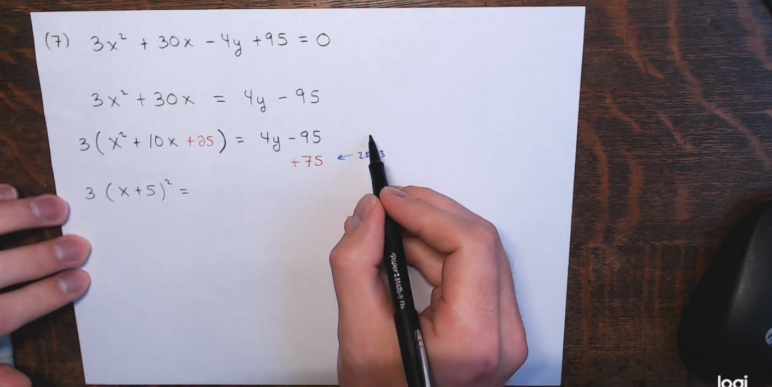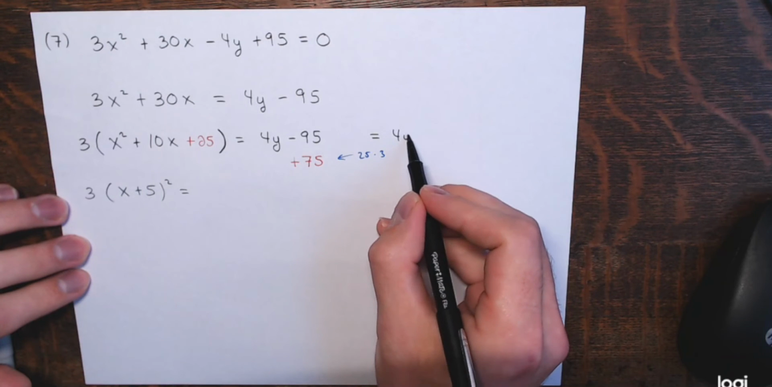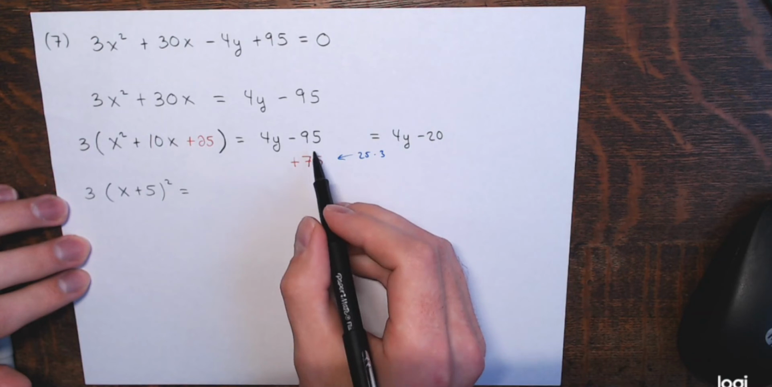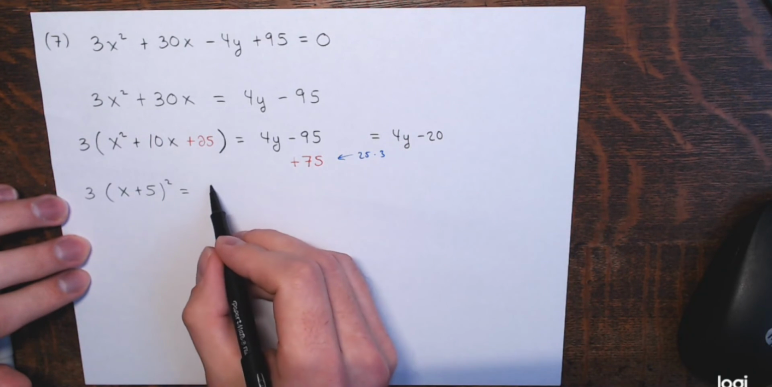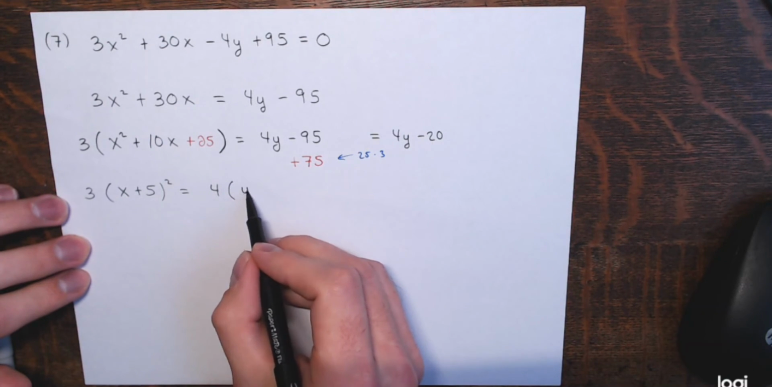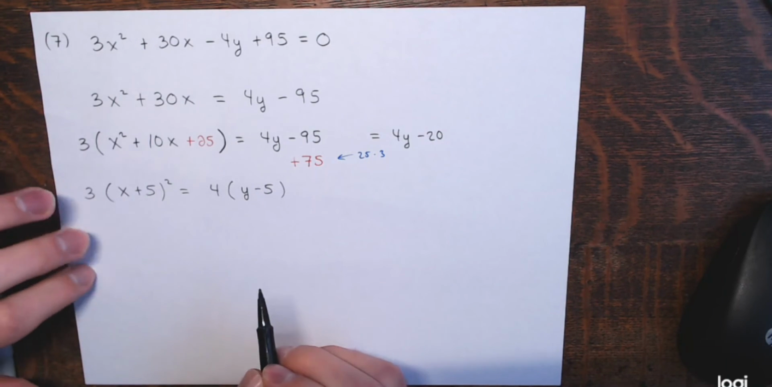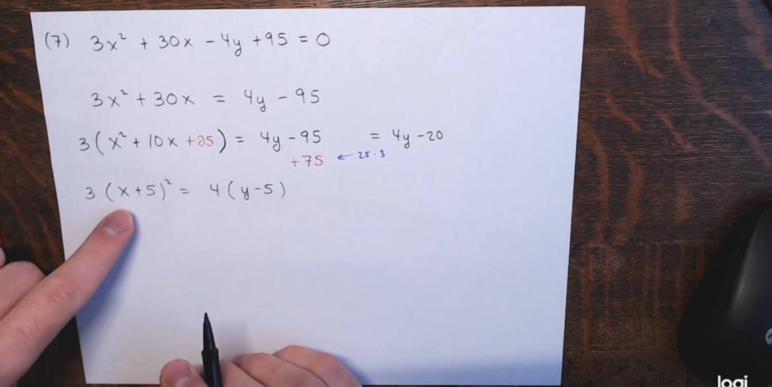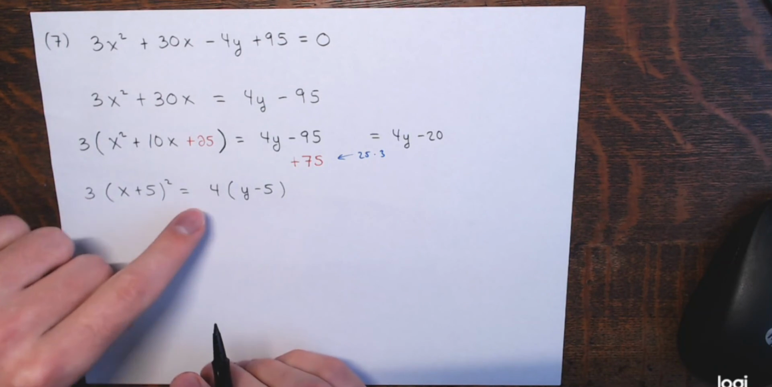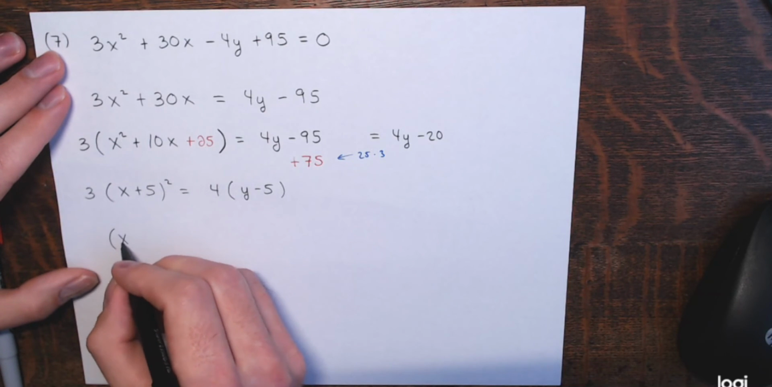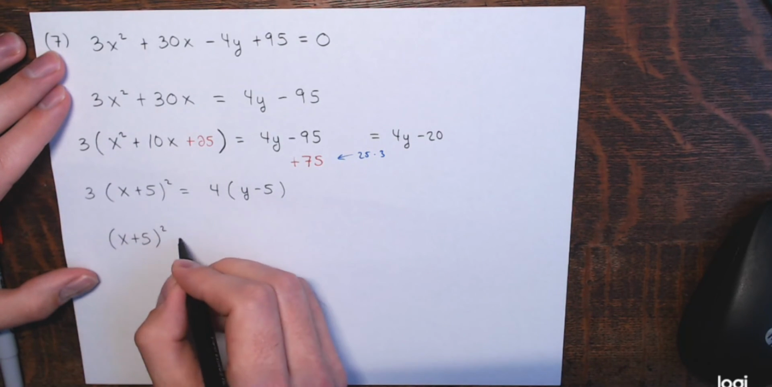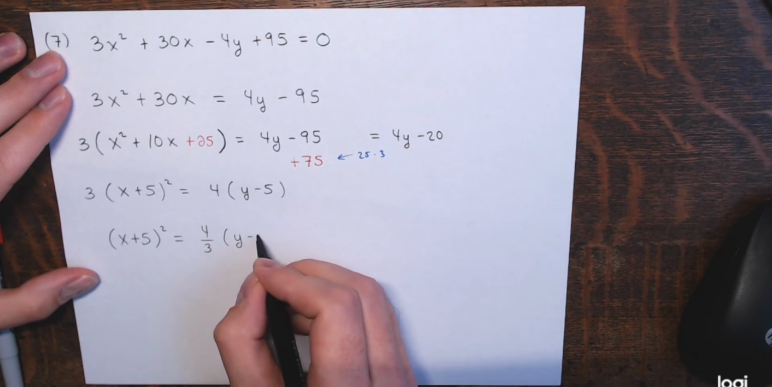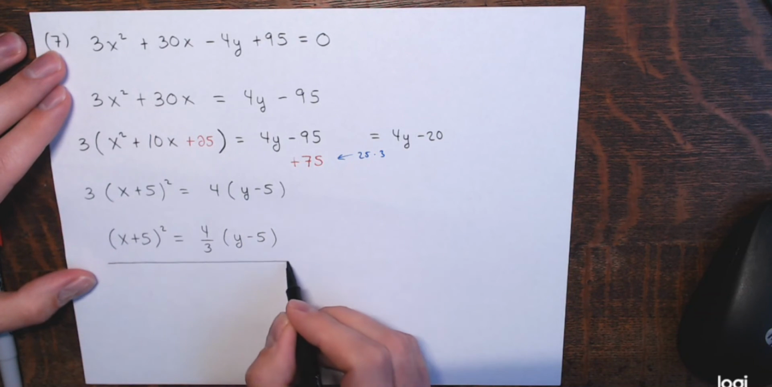So now the left side is 3 times the quantity x plus 5 squared equals, and then this side, when I add 75, this would be 4y minus 20. Negative 95 plus 75 minus 20. And then I factor out a 4, and we have 4 times the quantity y minus 5. Then I'm almost done, because remember, in standard form for a parabola, that square needs to be alone. So I just simply divide by 3. So we have x plus 5 squared equals 4/3 times the quantity y minus 5. And there's the equation in standard form.